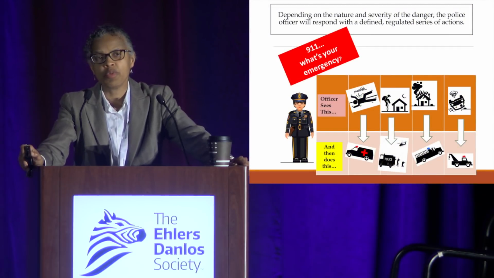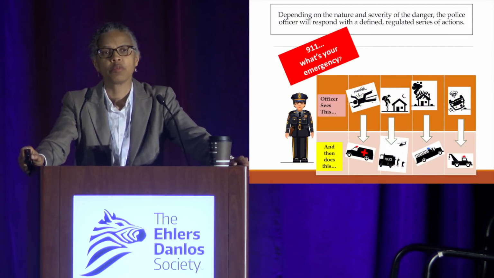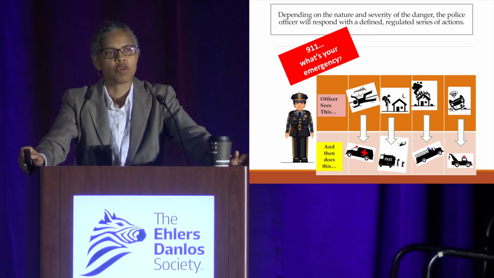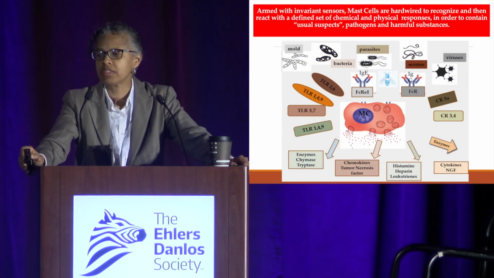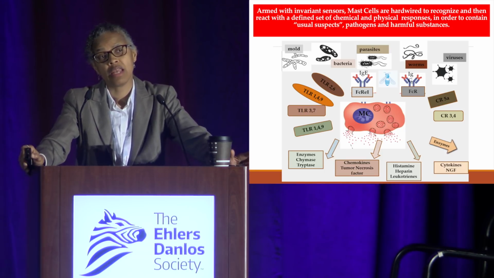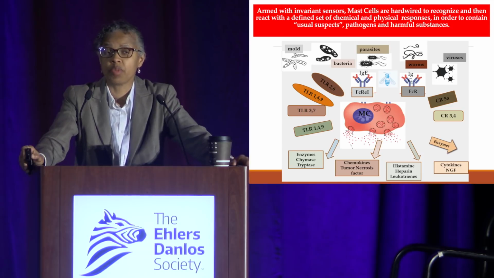So if a police officer sees somebody down, you want them to call an ambulance, not the SWAT team. If they see a fire, you want them to call in the fire department. Same thing with the mast cells, depending on what they see. If they see bacteria, they're going to call in neutrophils. If they see parasites, they're going to call in eosinophils. And there's some things that they can handle on their own, like an insect bite.